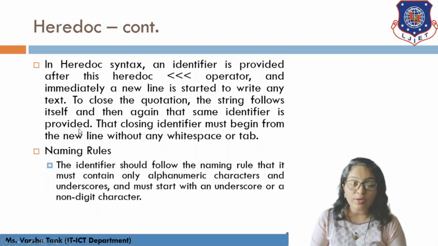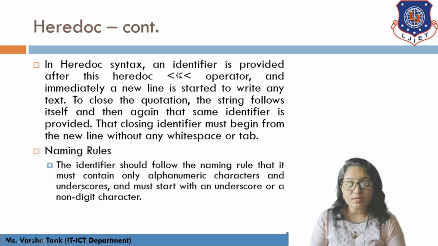For example, after this sign you have written str. So at the end of the string, again you have to write the same identifier, that is str. It will indicate the end of the string, which we will see in the example. Now the closing identifier must begin from a new line without any white space or tab. That means you don't have to provide any indentation. You just have to write it without any space, without any tab.